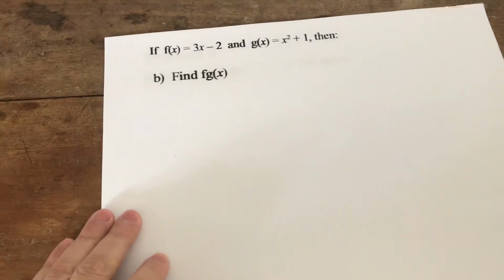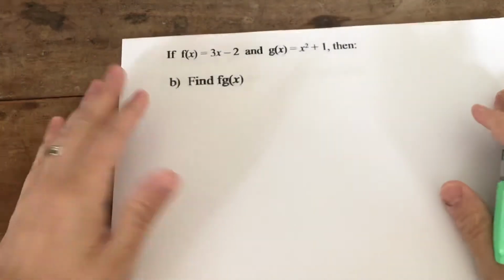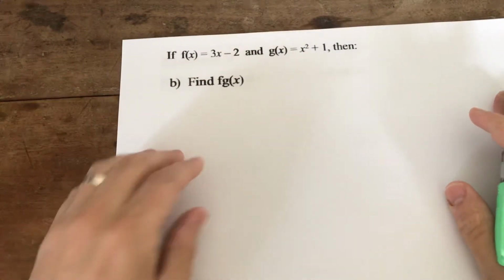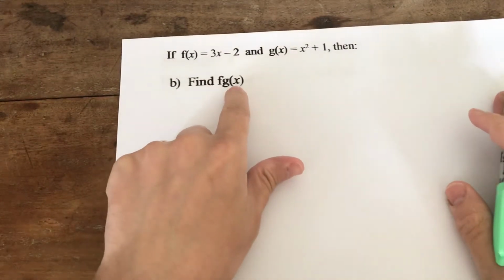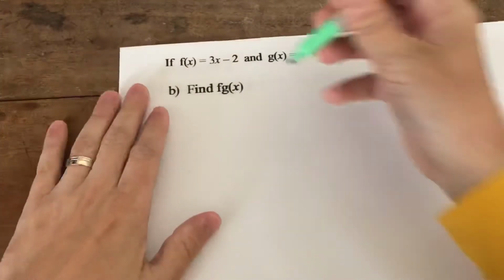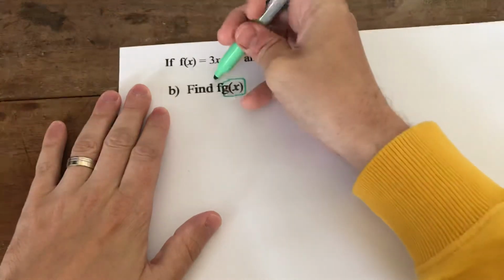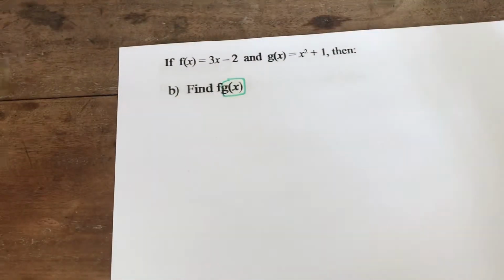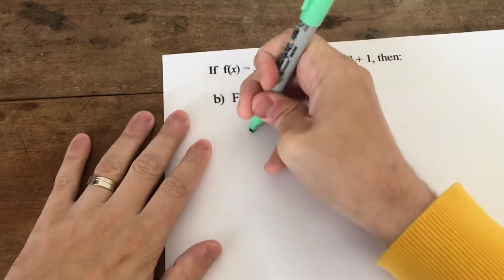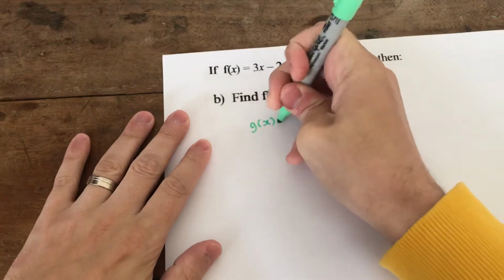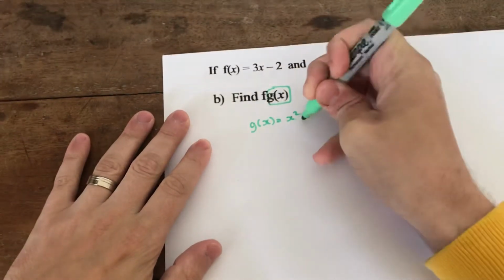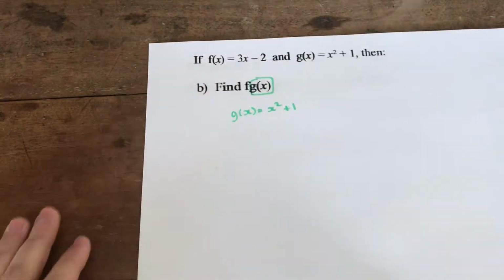Now, in most cases though, you're going to be asked to find composite functions when you have a value of x here. So you do the same thing. You start with g of x and then you work to your next letter. There is actually no calculation that you have to do. You say g of x equals x squared plus 1.